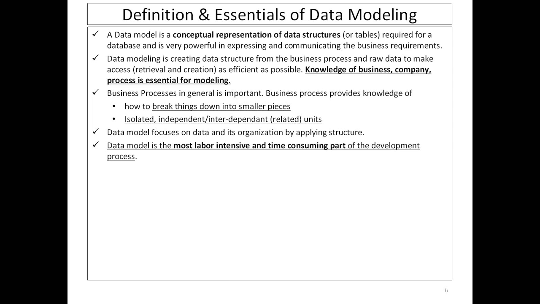Business process in general is important because it provides knowledge of how to break things down into smaller pieces and isolate independent and interdependent units. So once the knowledge of breaking things down comes into action, you are essentially doing normalization, and identifying independent and interdependent units is nothing but understanding the relationships between the various smaller pieces of information.